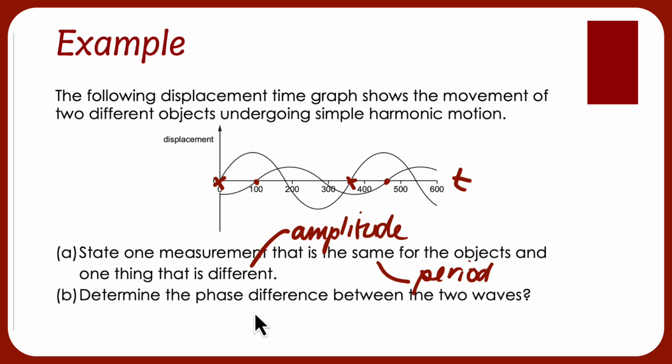Determine the phase difference between the 2 waves. In order to determine the phase difference between the 2, we need to compare when they're at a peak compared to the others. When this one's at a peak, this one's just crossing, so they're going to be 1/4 of this oscillation out, and that's going to be pi by 2. Typically in IB, our answers are going to be either pi by 2 or pi.